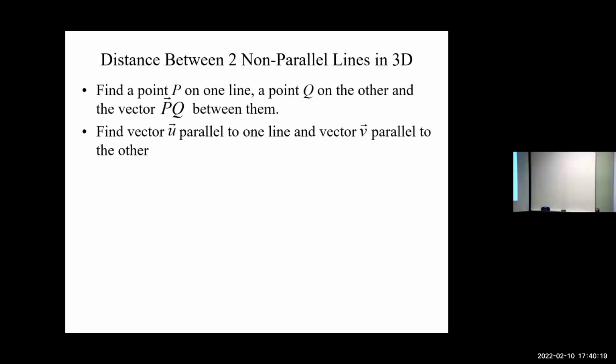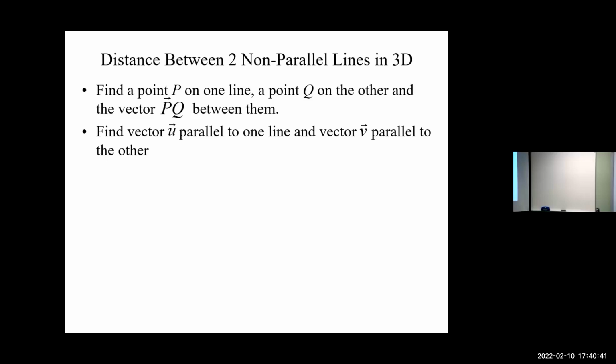Then we'll find a vector U parallel to one line and a vector V parallel to the other. We've talked about that before too. Remember at the very beginning, if our lines are given parametrically, we know how to find a vector parallel. Or if we know the slope of the line, we know how to find a vector parallel, right? So again, those are things that are fairly easy for us to do.